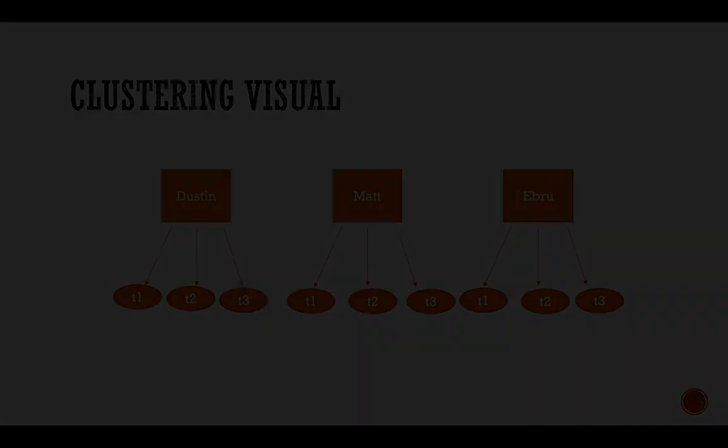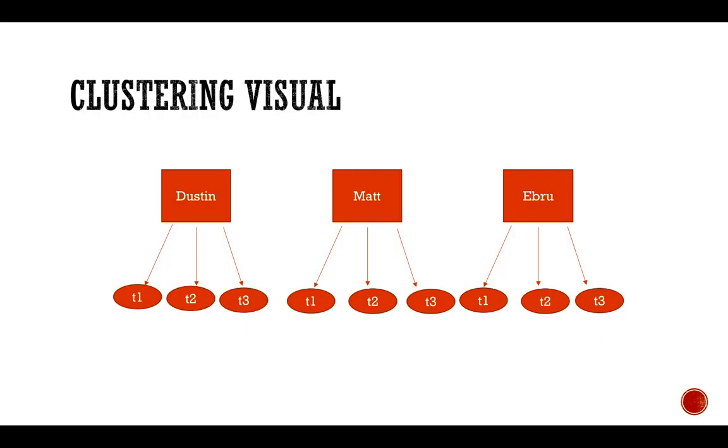Anyway, so my buddy Dustin there, he's got T1, T2, T3. We've got Matt. He's got T1, T2, and T3. These are different measurements, of course. And then Ebru, measured at time 3 times.